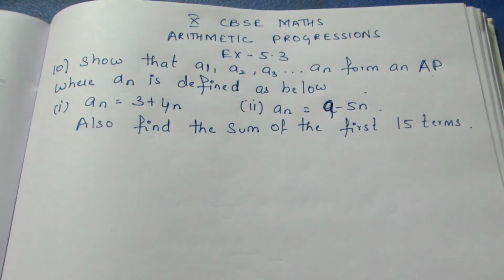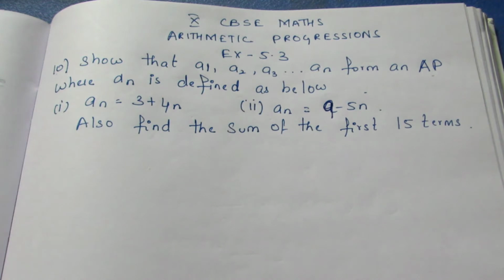Today we are going to see Class 10 CBSE Maths, Arithmetic Progression, Exercise 5.3, question 10. Let's see the question. Show that a1, a2, a3, up to an form an AP where an is defined as below. In the first one, an is equal to 3 plus 4n. In the second sum, an is equal to 9 minus 5n. Also find the sum of first 15 terms.